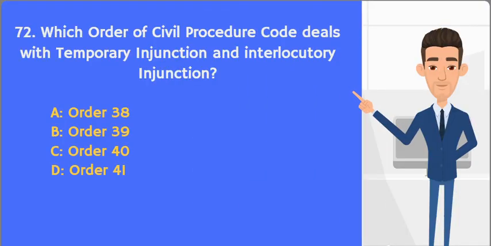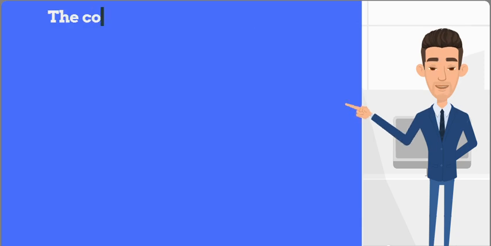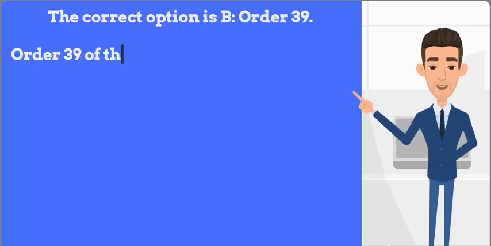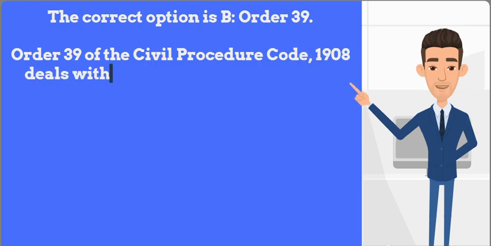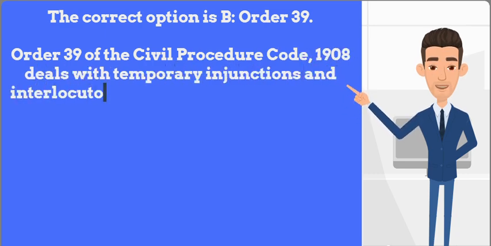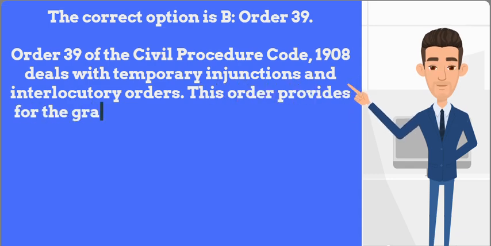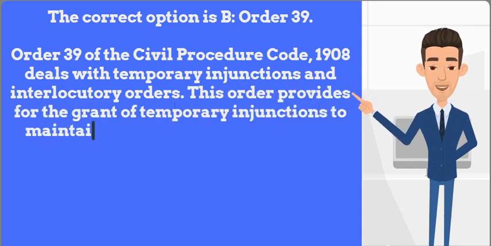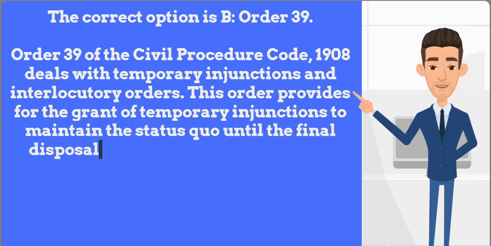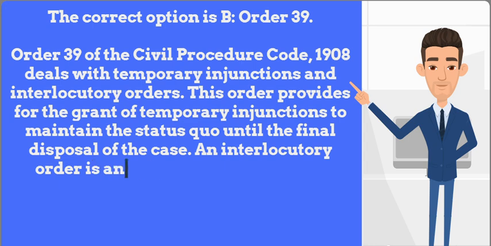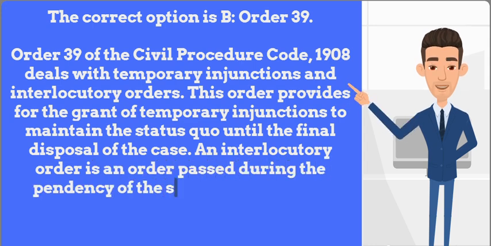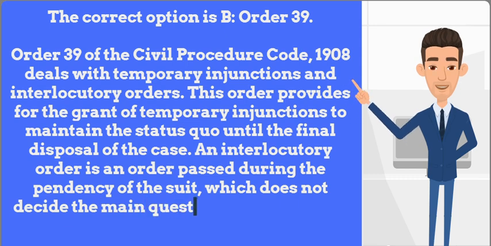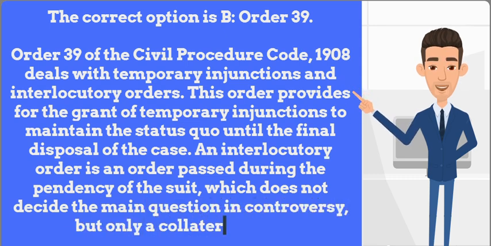72nd question is: which order of the Civil Procedure Code deals with temporary injunction and interlocutory injunction? The correct option is B, Order 39. Order 39 of the Civil Procedure Code, 1908 deals with temporary injunctions and interlocutory orders. This order provides for the grant of temporary injunctions to maintain the status quo until the final disposal of the case. An interlocutory order is an order passed during the pendency of the suit, which does not decide the main question in controversy, but only a collateral issue.